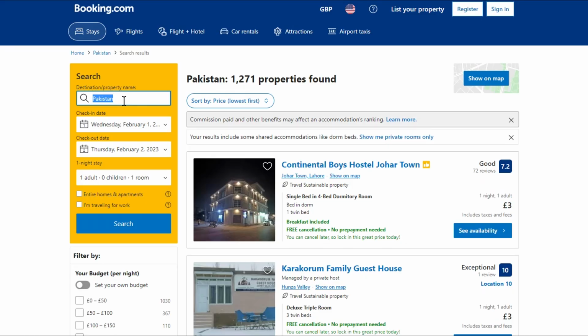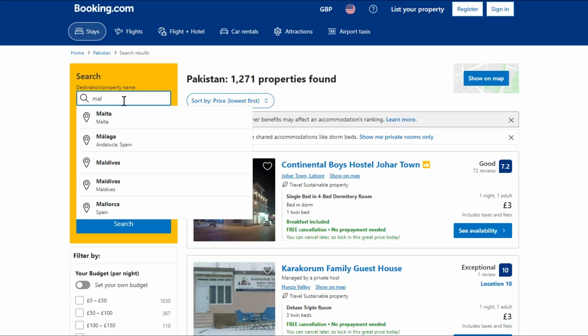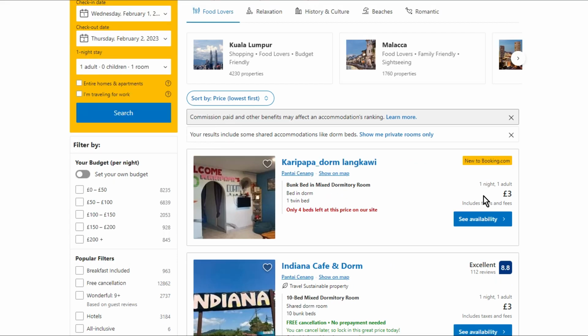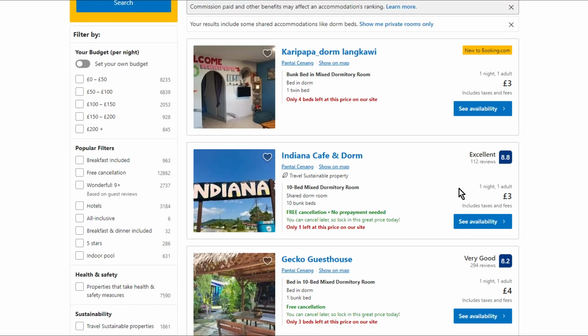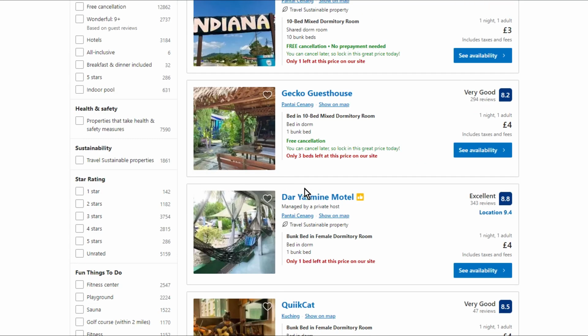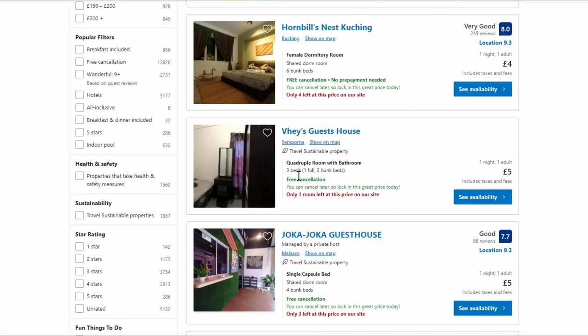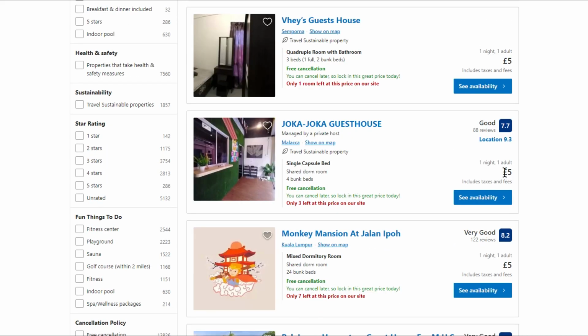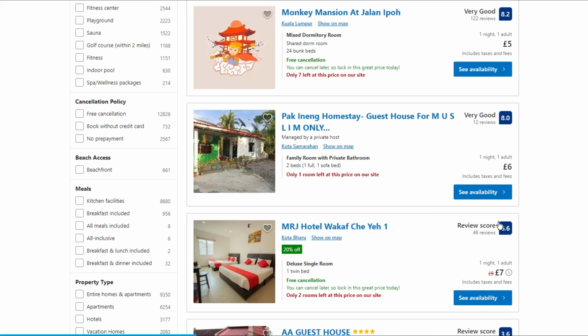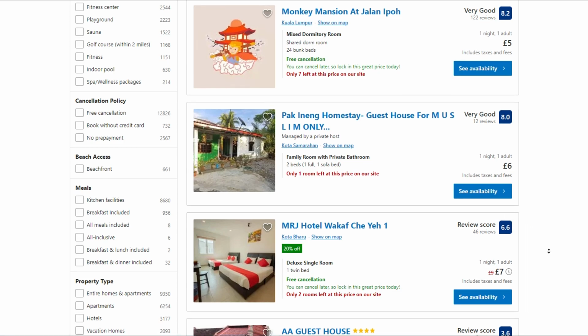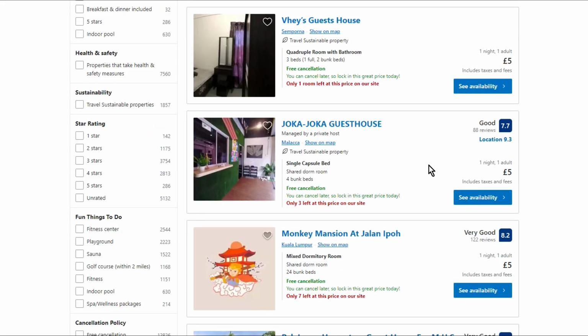Okay, let's try Malaysia, so I actually don't know that part of the world that well. Malaysia, bed in a mixed dorm, £3. And what about a private room? Quadruple room, 3 beds, 1 full bed, 2 bunk beds, £5. That's cheap, like these are really good prices, but it does not beat India. Single capsule bed, £5. That's on the same price as Ukraine.